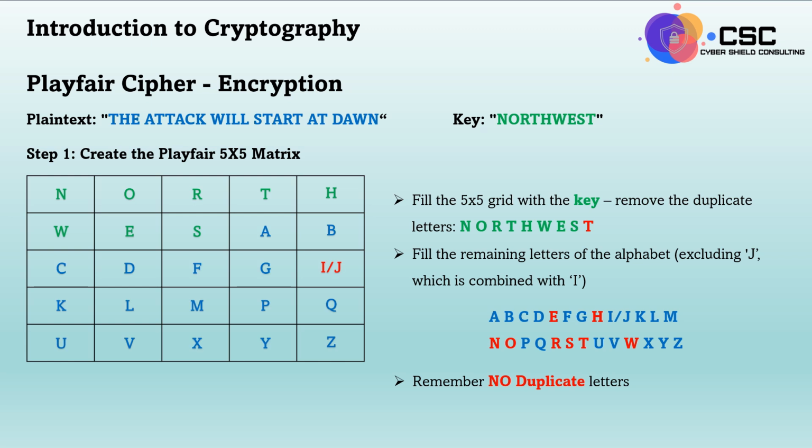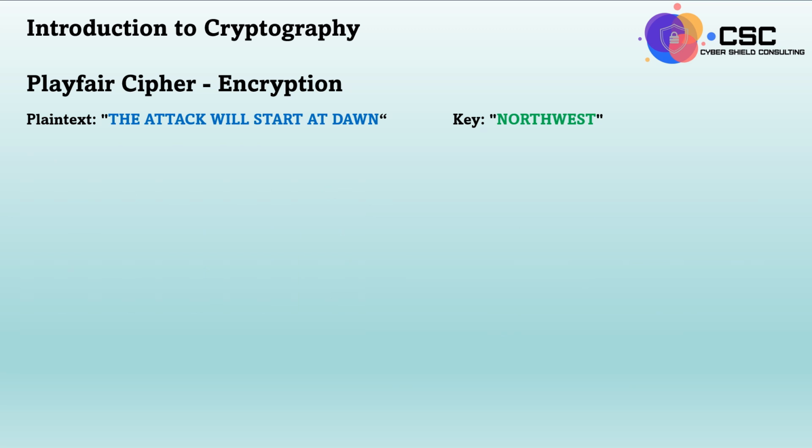Now if you look at the matrix, we have created the 5x5 grid with the keyword Northwest, and by adding the remaining alphabet, removing all the duplicates, and remember combining the letters I and J. Here we ensure that each letter appears only once in the grid. This structured matrix will serve as the foundation for encrypting our plain text message in the next step. Now that the matrix is ready, we can proceed with encoding the message. Now that we have our Playfair matrix ready, let's move to the next step, preparing the plain text for encryption.